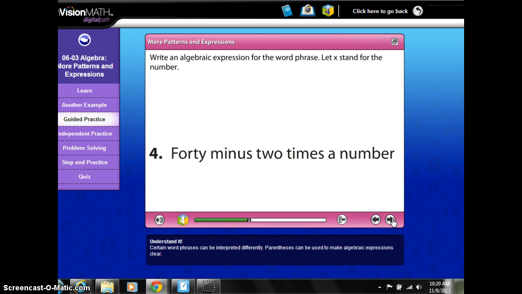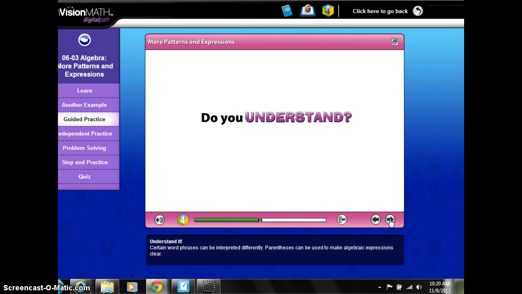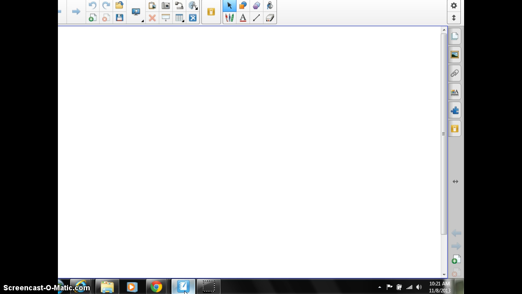$40 minus 2 times a number. America? Like that. Or it could be 2n. Either way is okay. Good work. So do you see how we're doing two-step problems this year? Okay, so now let's practice solving for those.